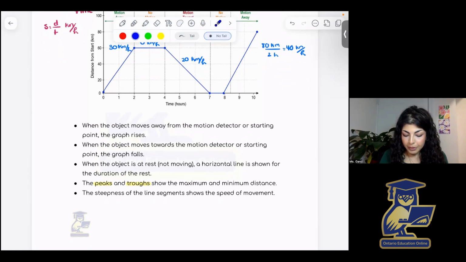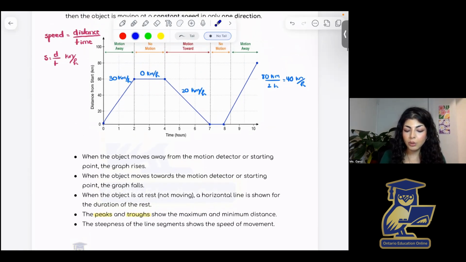Now, this part I also wrote for you. The steepness of each of the line segments also tells us the speed that we are traveling at. And again, that's just distance over time. And pay attention to the units that you have as well.